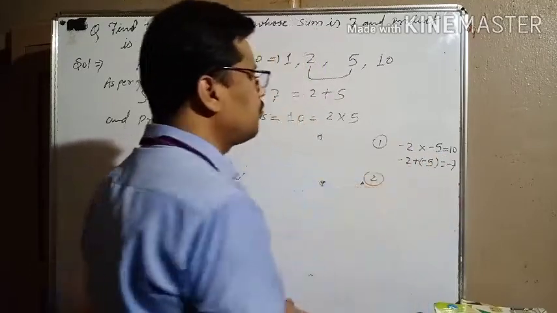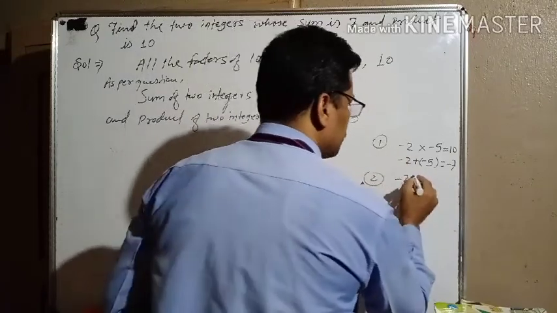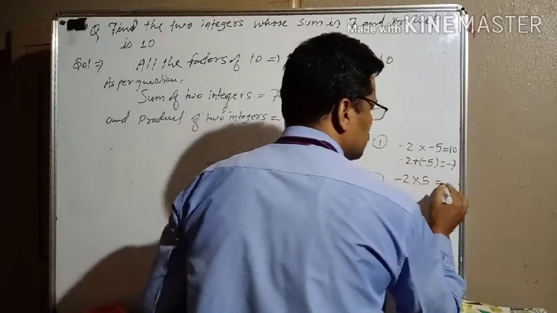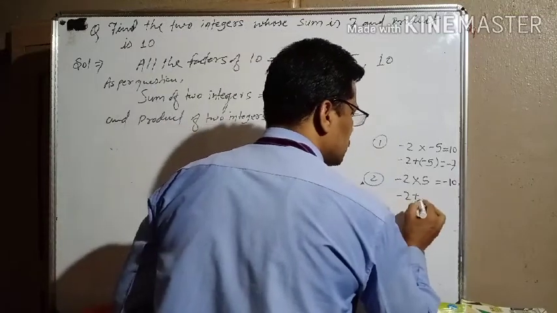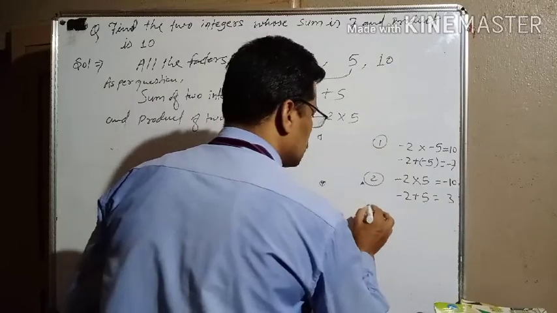Second question, how will you frame it? Here you can take negative 2 and positive 5. In this case, you get product -10, and for the sum, let's see, -2 plus 5. What is the sum? 3.